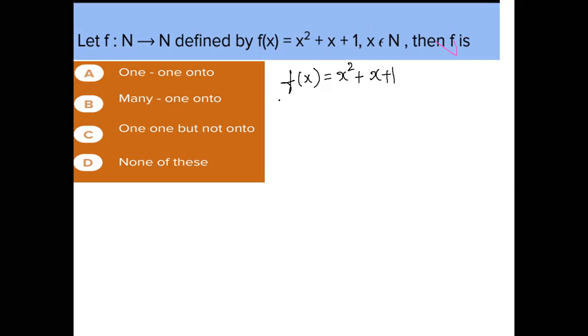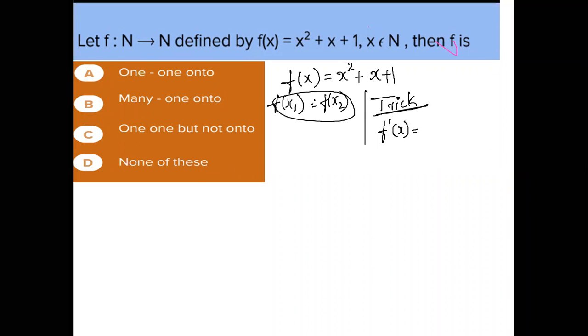So what will you do? You have to check whether it is a one-one function. To check one-one, you find f of x1 is equal to f of x2. This is how you'll find. Now I'll tell you a trick. It's not a trick, but you'll study this in a later class, once we study continuity and differentiability. If you have to check whether it is one-one, what you can do is find the derivative of this function, f dash of x.